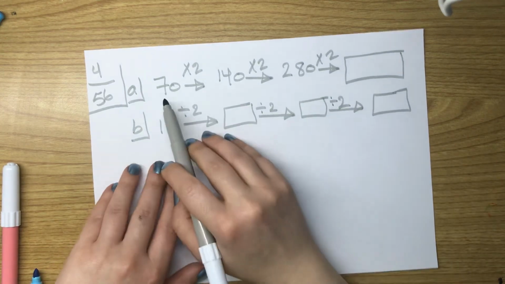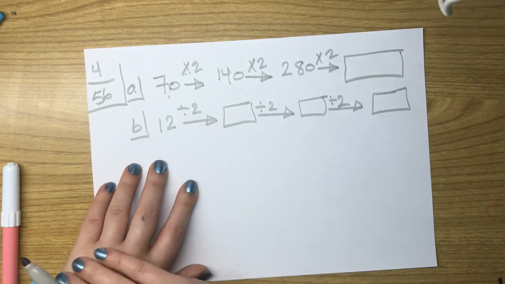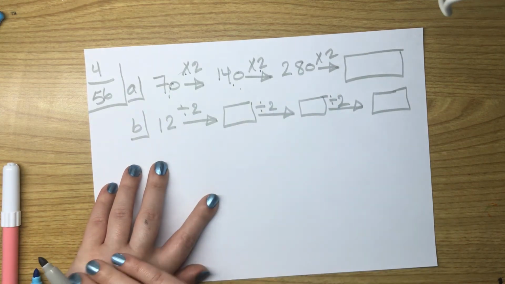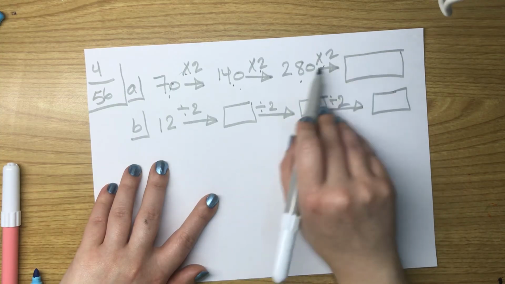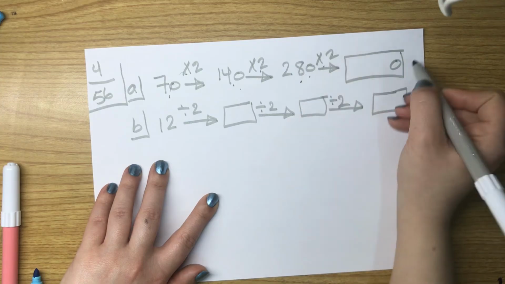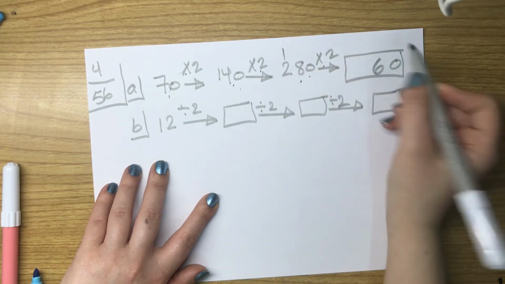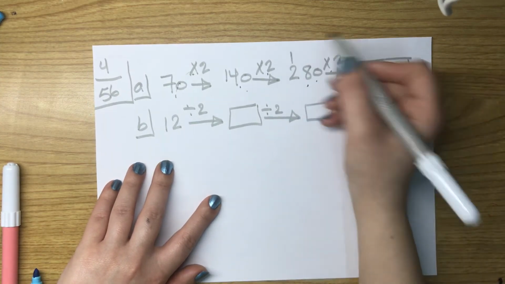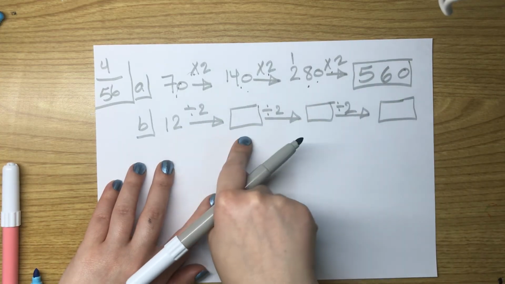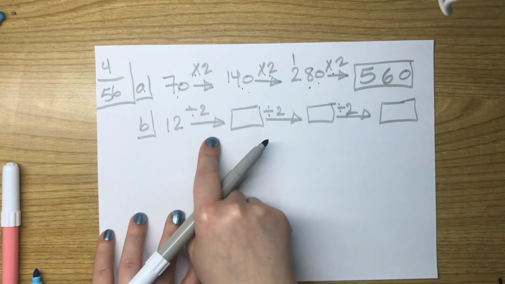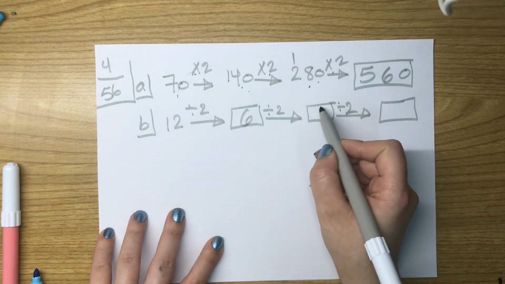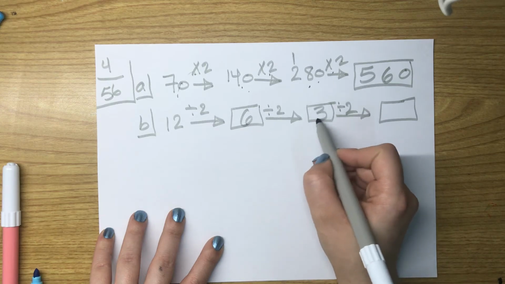Okay, so 70 times 2 equals 140. 140 times 2 equals 280. 280 times 2: 2 times 0 is 0, 2 times 8 is 16, regroup, 2 times 2 equals 4, 4 plus 1 equals 5, so 560. The opposite way, we have 12 divided by 2 equals 6. Divided by 2 equals 3.